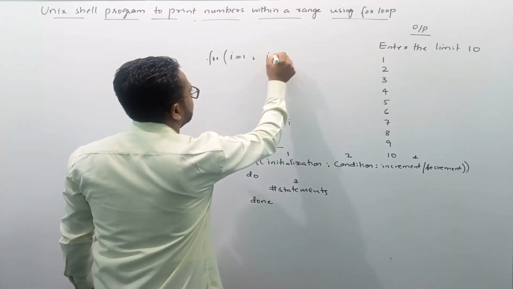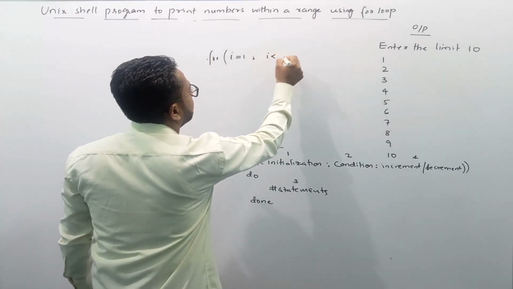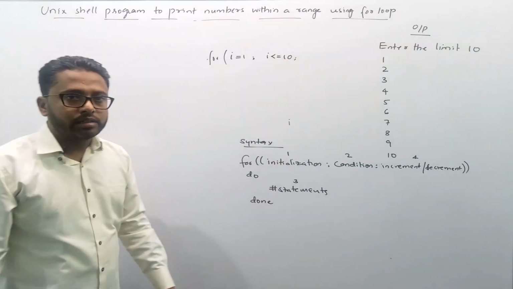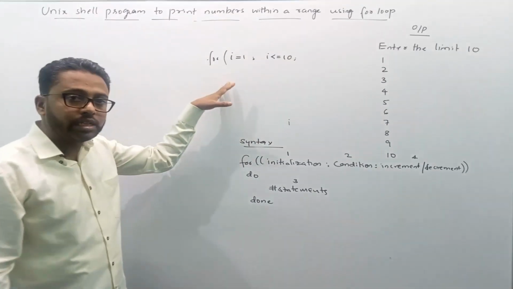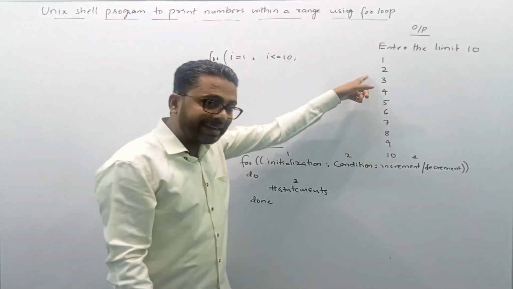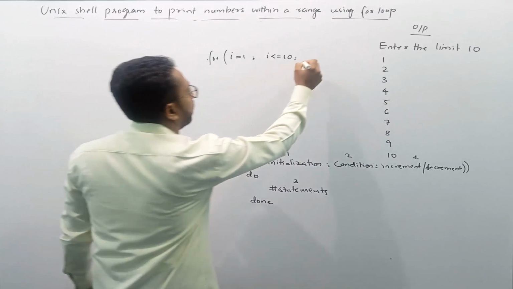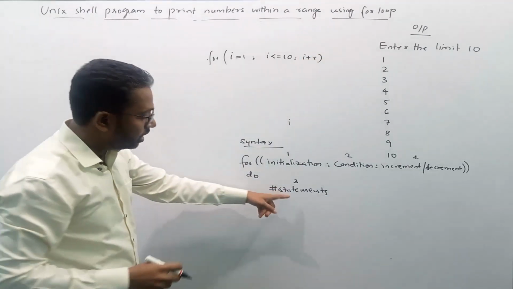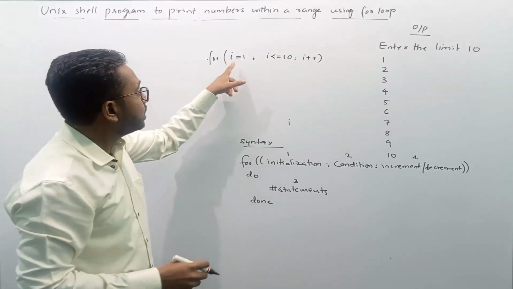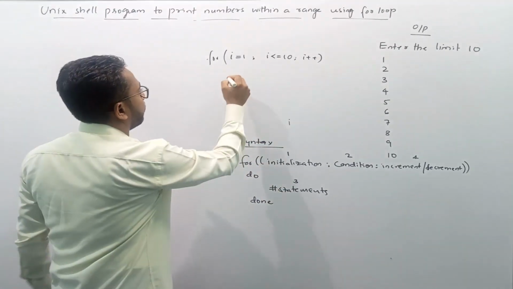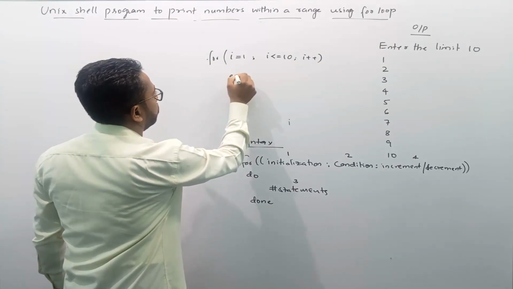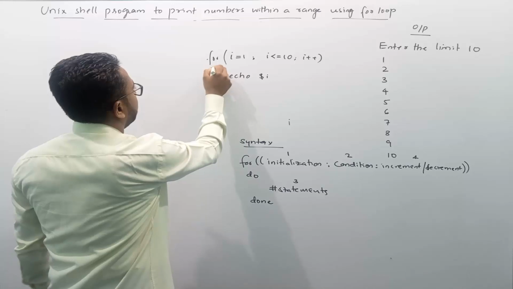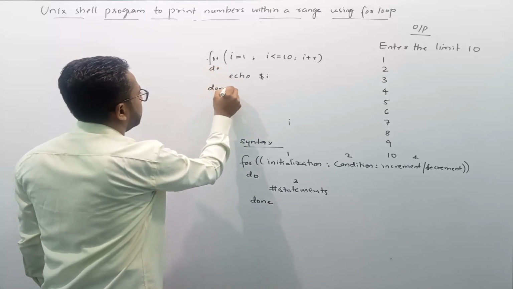I value less than or equal to 10. Okay, so 10 times I want to execute this for loop, because I want to print 10 numbers. Then I plus plus. Then what I will print? I will print this I: echo $I. Okay, then here there will be a do and here there will be a done.